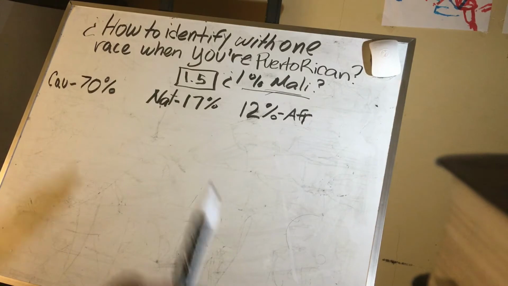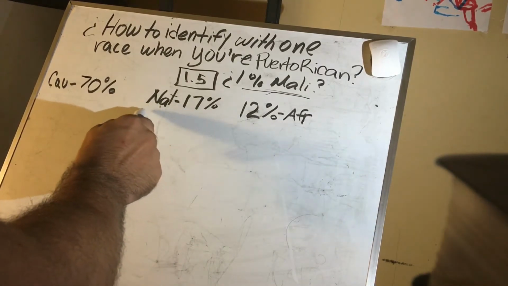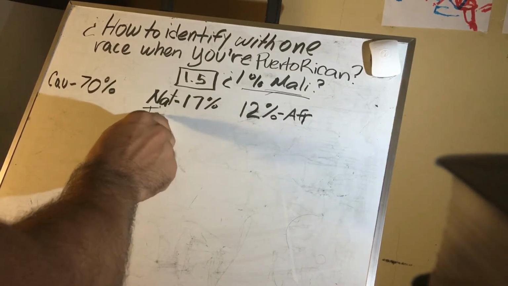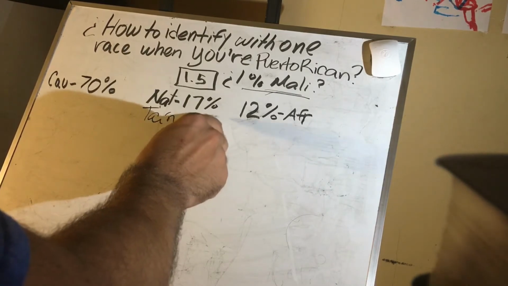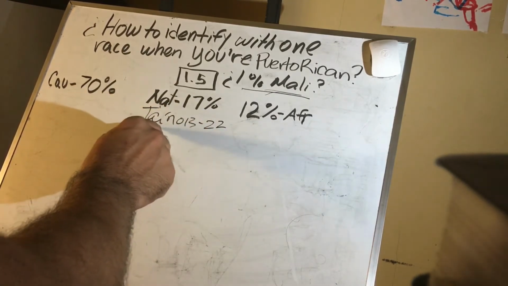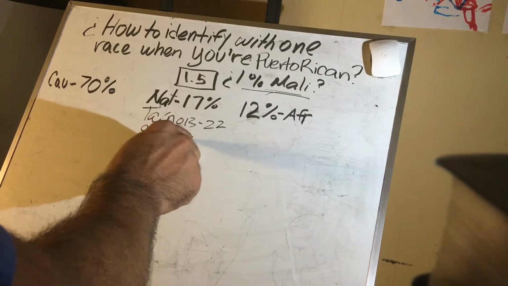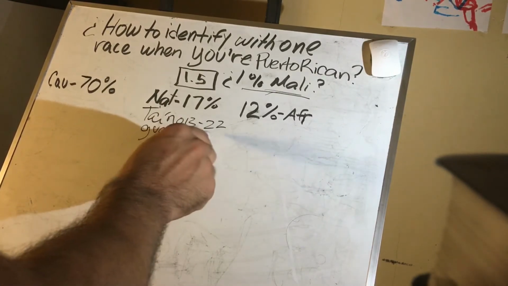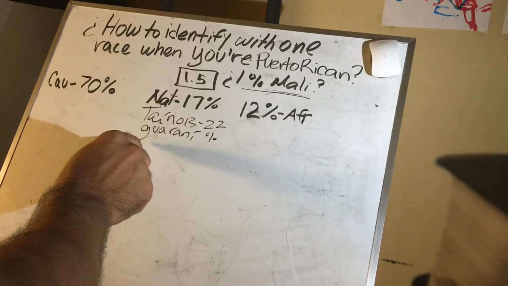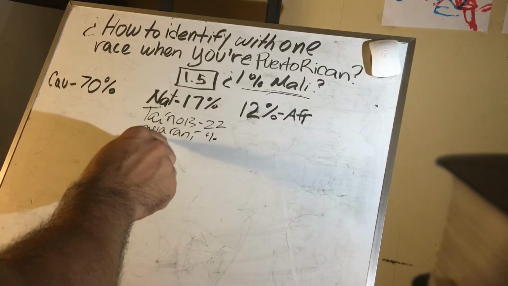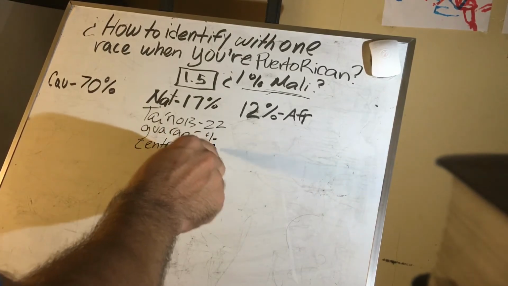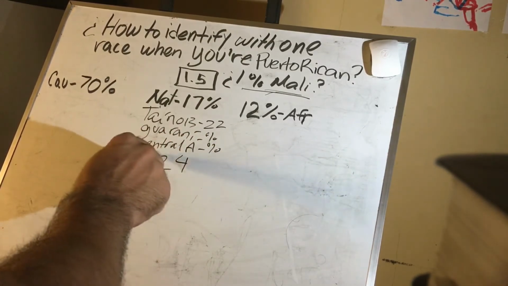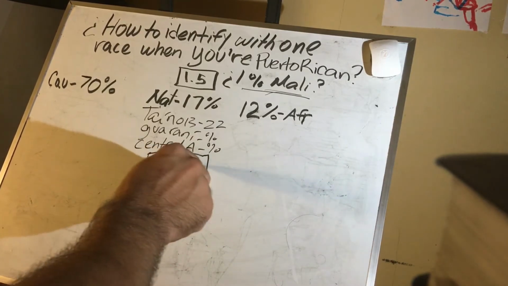Upon reading my ranges on the native one, I discovered that my Taino could range from 13% to 22%, and then I had 1% Guarani and 1% from Central America, making me a total of 24% Native American.